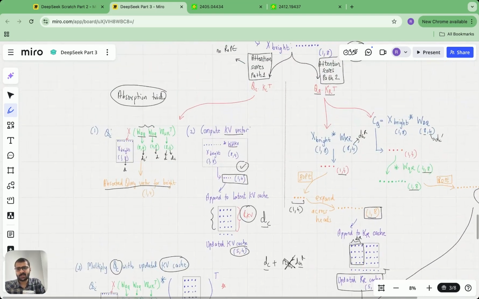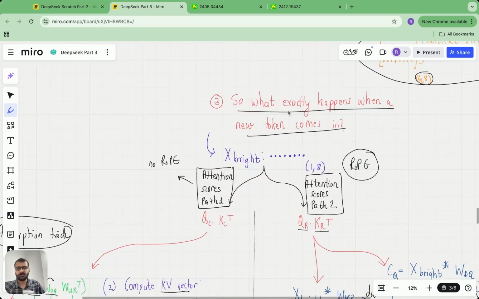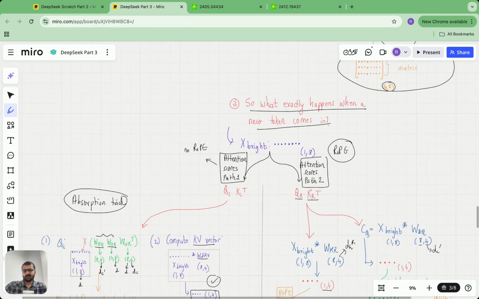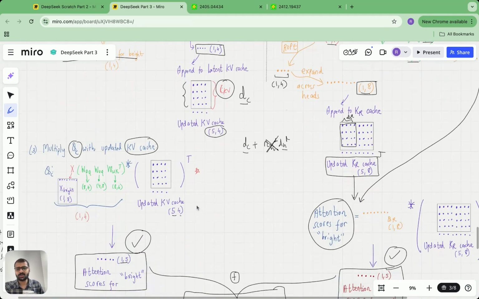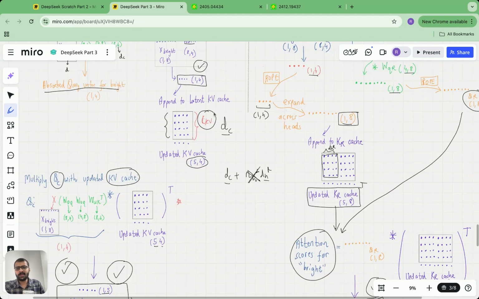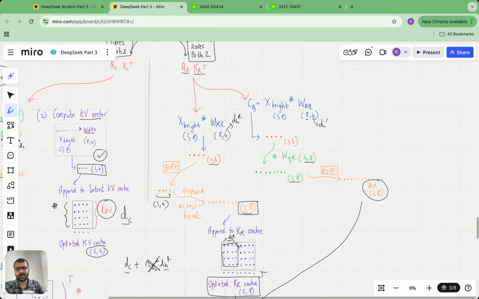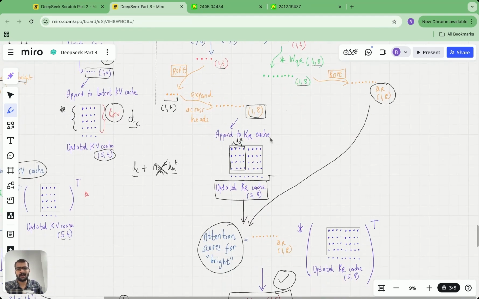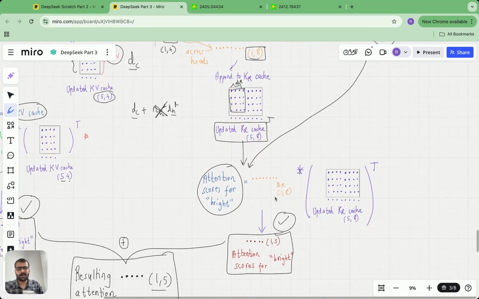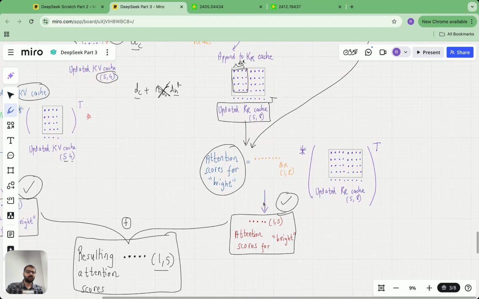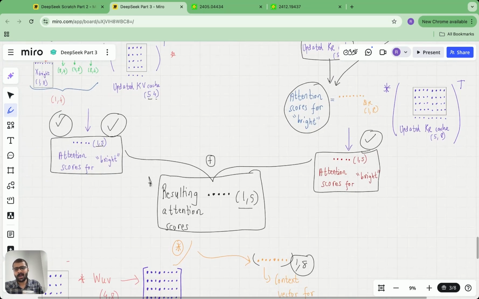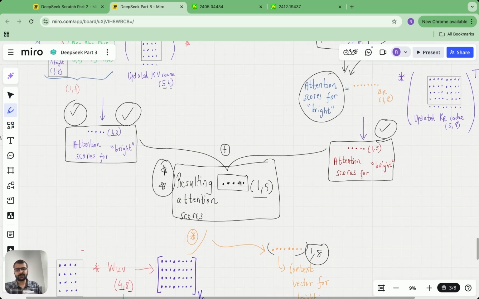So right now in this section, what we saw is what happens when a new token comes in. When a new token comes in, we have two pathways. First pathway, I use my absorption trick. I get the attention scores, and I only need to cache CKV. The second pathway, I get the Q, I get the KR, I cache it, I get the QR, and I multiply QR by KR transpose, and I get my attention scores for bright through the second pathway. Then I add these two attention scores, and that gives me my resulting attention scores for bright. That's a 1 comma 5 vector. These are the resultant attention scores for bright.